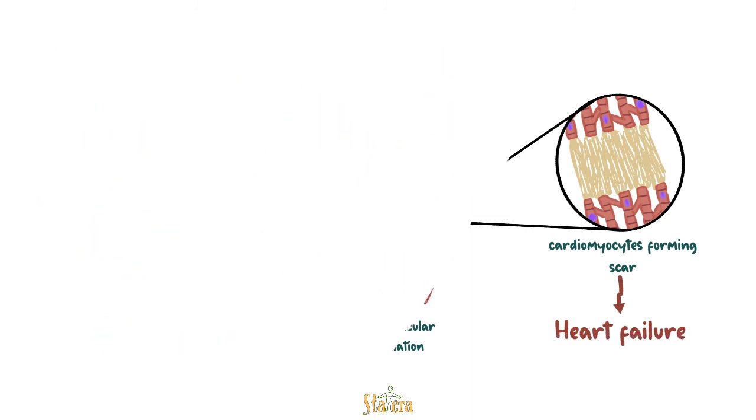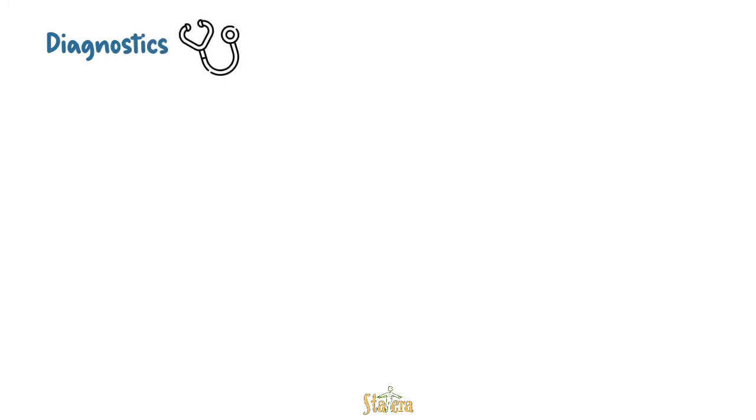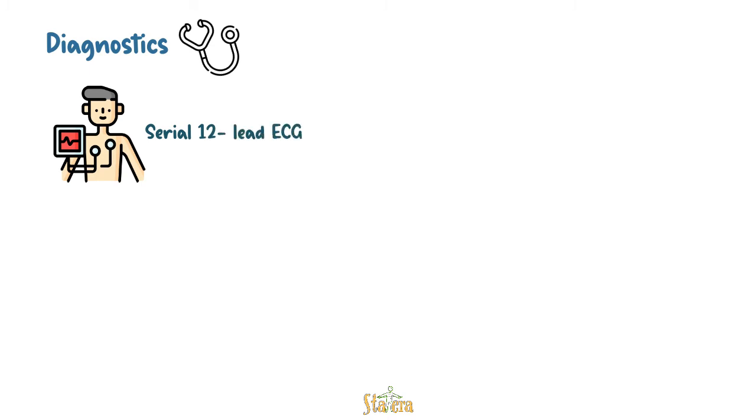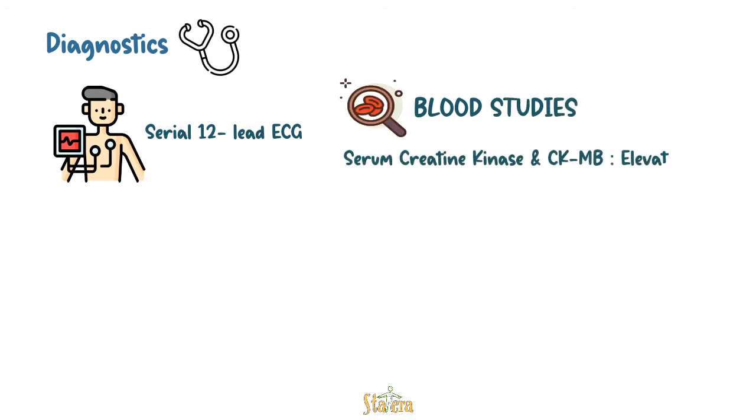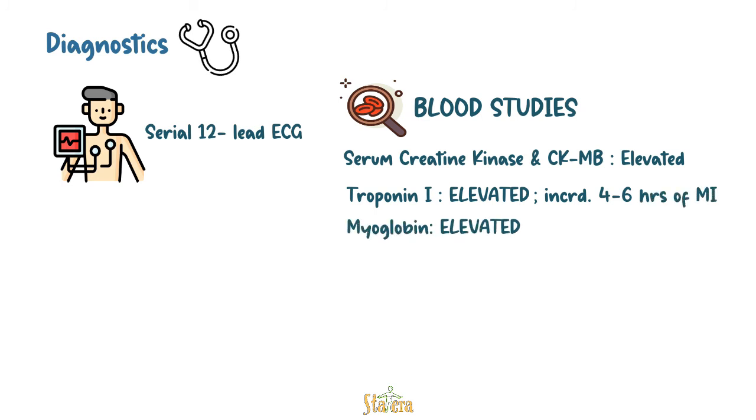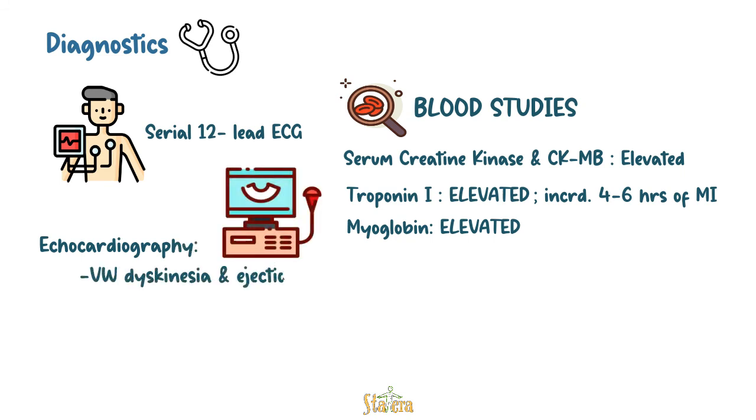To help diagnose myocardial infarction, tests include serial 12-lead ECG during the first few hours after an MI. The ECG may be normal or inconclusive. Serum creatine kinase levels are elevated, especially the CKMB isoenzyme, the cardiac muscle fraction of CK. Troponin I, a structural protein found in cardiac muscle, is elevated. Troponin levels increase within 4 to 6 hours of myocardial injury. Myoglobin is released with cardiac muscle damage and elevated levels may be detected. And lastly, echocardiography shows ventricular wall dyskinesia with ischemia and is used to evaluate the ejection fraction.